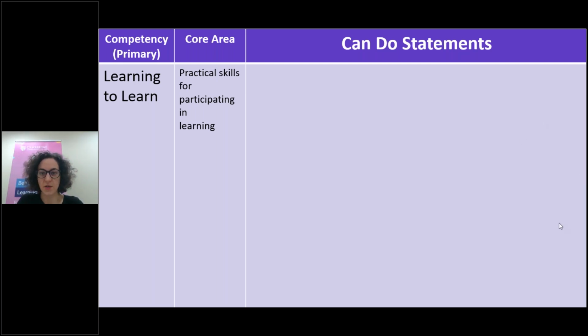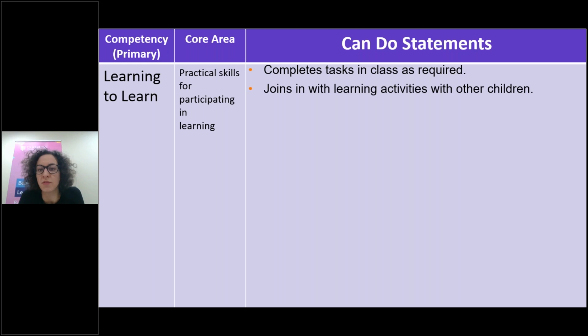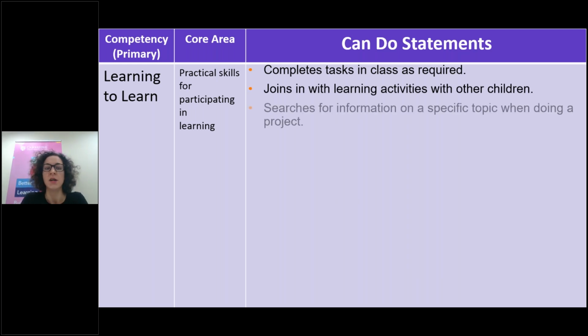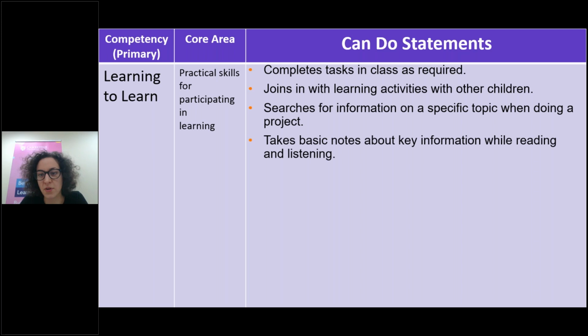I will continue. So, talking about can-do statements for developing practical skills for participating in learning. And here we go. A student by the end of primary classroom needs to learn how to complete tasks in class as required, joins in with learning activities with other children, searches for information on a specific topic when doing a project, takes basic notes about key information while reading and listening.